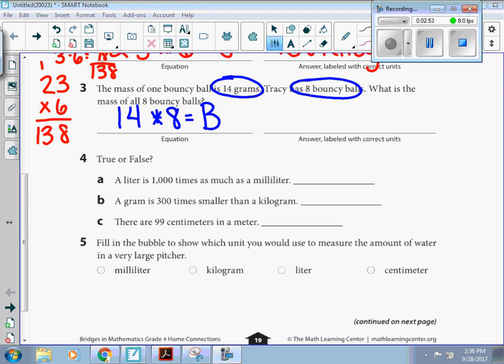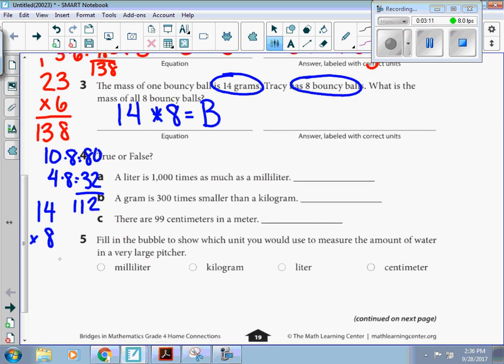So again, our two strategies that we've been using is I can break up 14. It's 32, and then add those up. Or if I know my traditional, I can do 14 times 8, or 32, 8 is 11. In both ways I get 112, and this one is grams, so 112 grams. Okay.